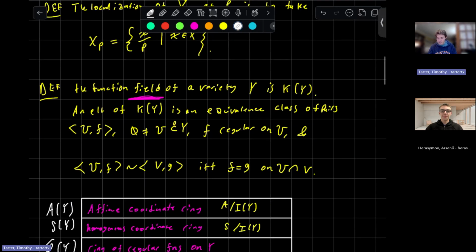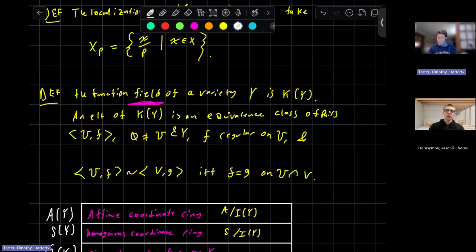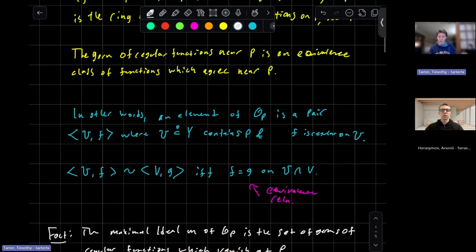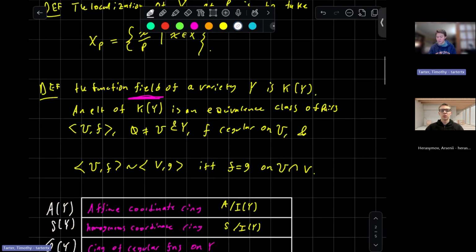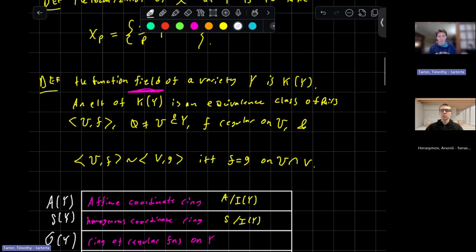So the function field of a variety is K of Y, and an element of K of Y is an equivalence class of pairs completely identical to the local ring at P, with the key difference that it doesn't contain P. And so this is just all of the functions under that equivalence relation which are regular on Y. So they don't have to be containing P. And so this generalizes some things.